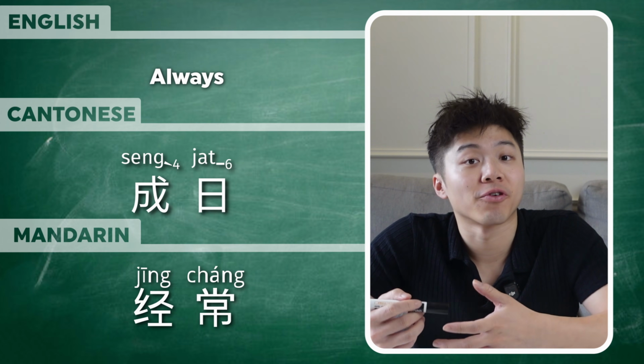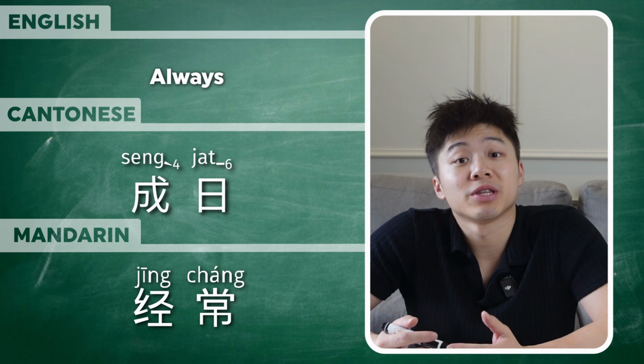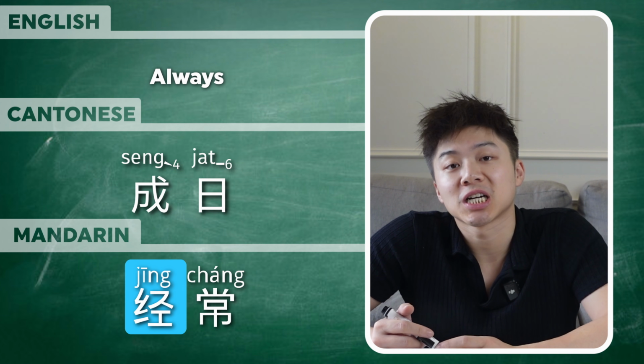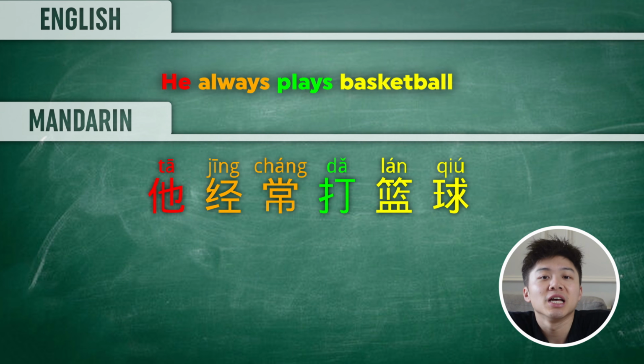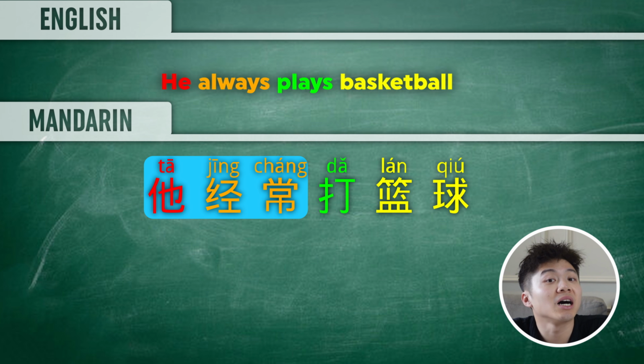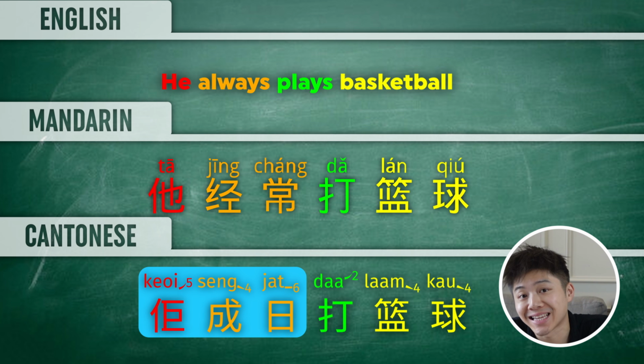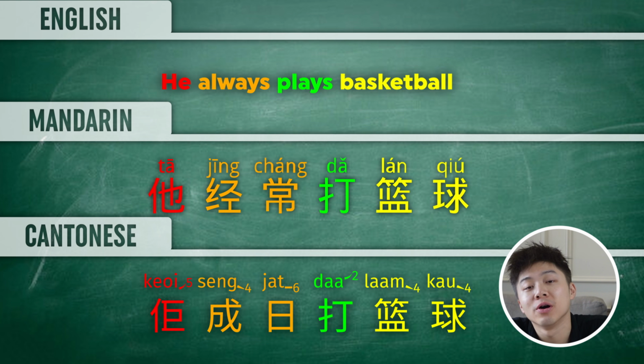Now in Cantonese, for always, 成日. So in Mandarin, we express that with 经常. So for example, in English, he always plays basketball. 他经常打篮球. Now in Cantonese, 佢成日打籃球. So just plug in 經常 or 成日 before the verb 打籃球, and boom, you made it clear this guy lives on the court.